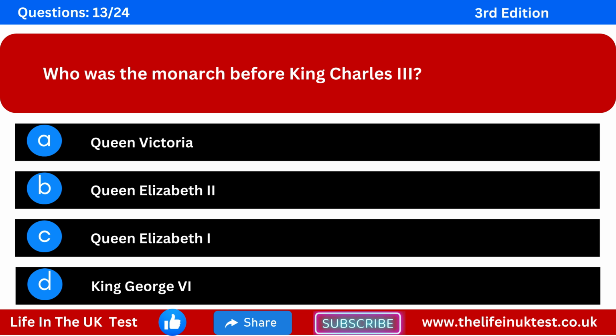Who was the monarch before King Charles III? Option A: Queen Victoria. Option B: Queen Elizabeth II. Option C: Queen Elizabeth I. Option D: King George VI.